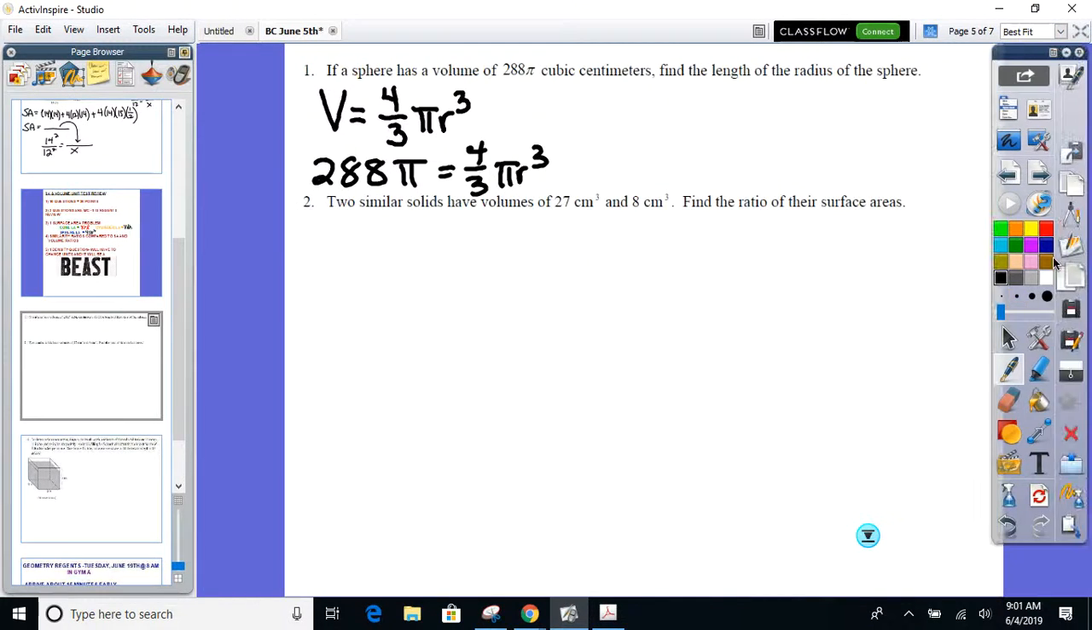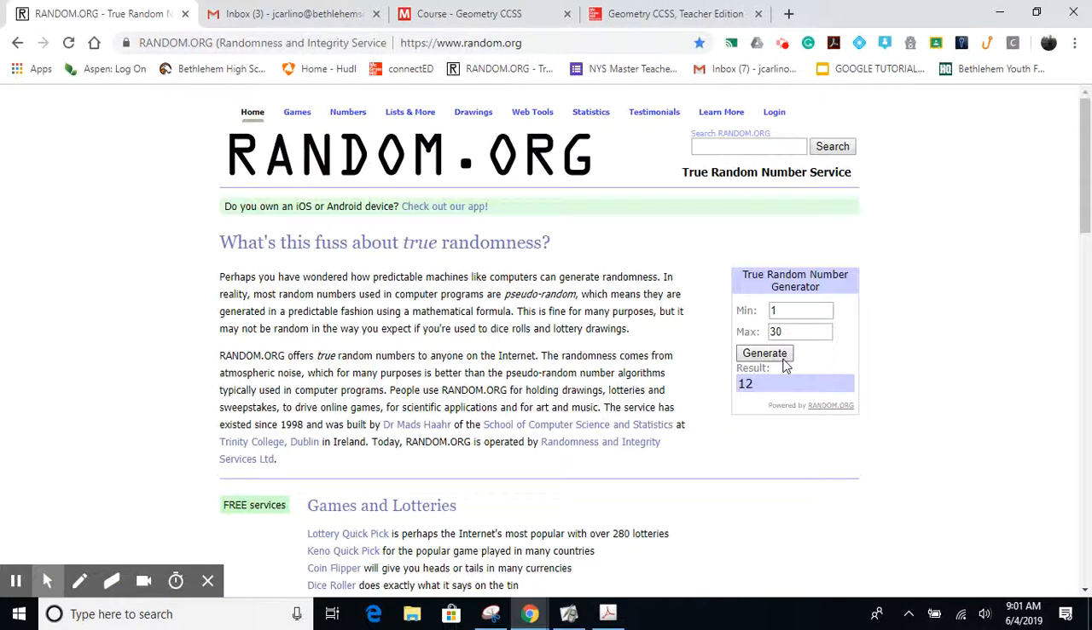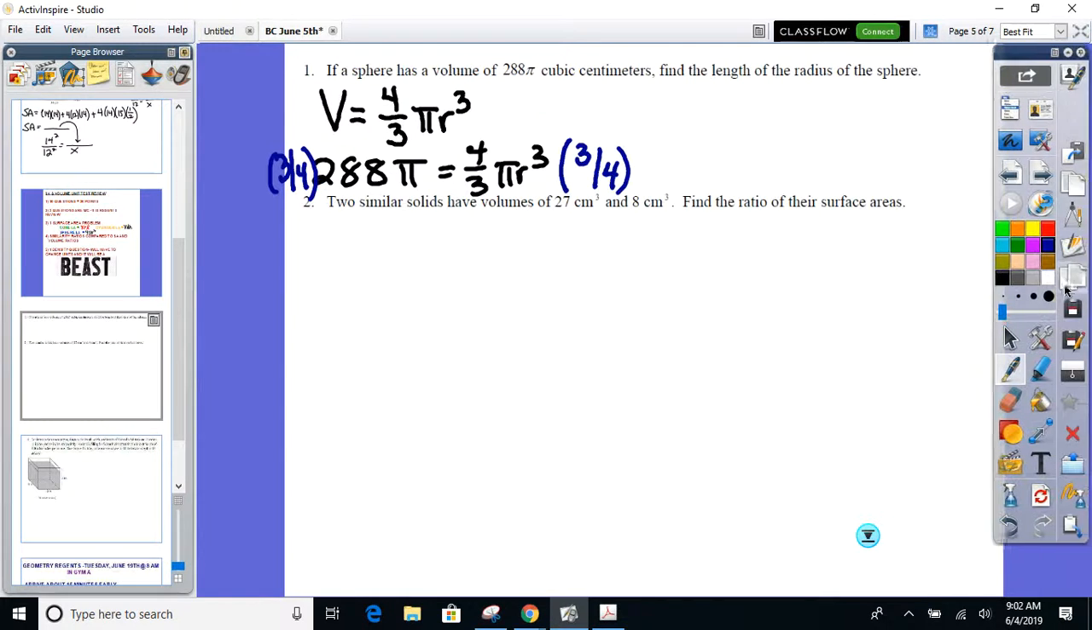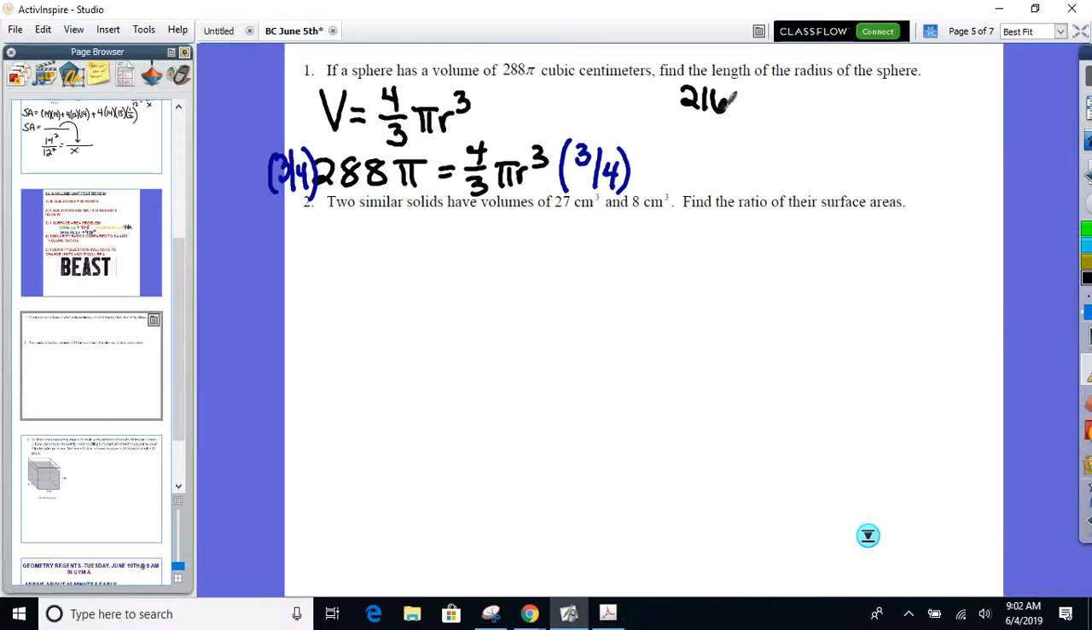I got to solve for r here. What's your next move? Get r by itself. Multiply both sides by 3/4. Is that what you said, Chella? Yeah. Okay, thank you. Multiply both sides by 3/4. We end up with, what's 3/4 of 288? 216? Yes. I get 216 pi equals pi r cubed.